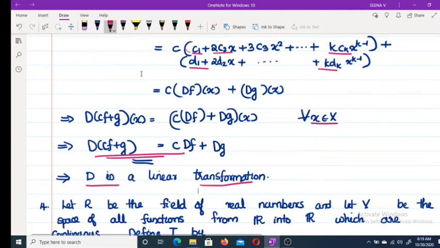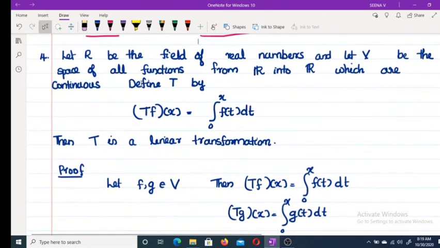Now moving to the next example. Let R be the field of real numbers and V be the space of functions from R into R which are continuous, and T is defined like this. If f is continuous, we can define integration.